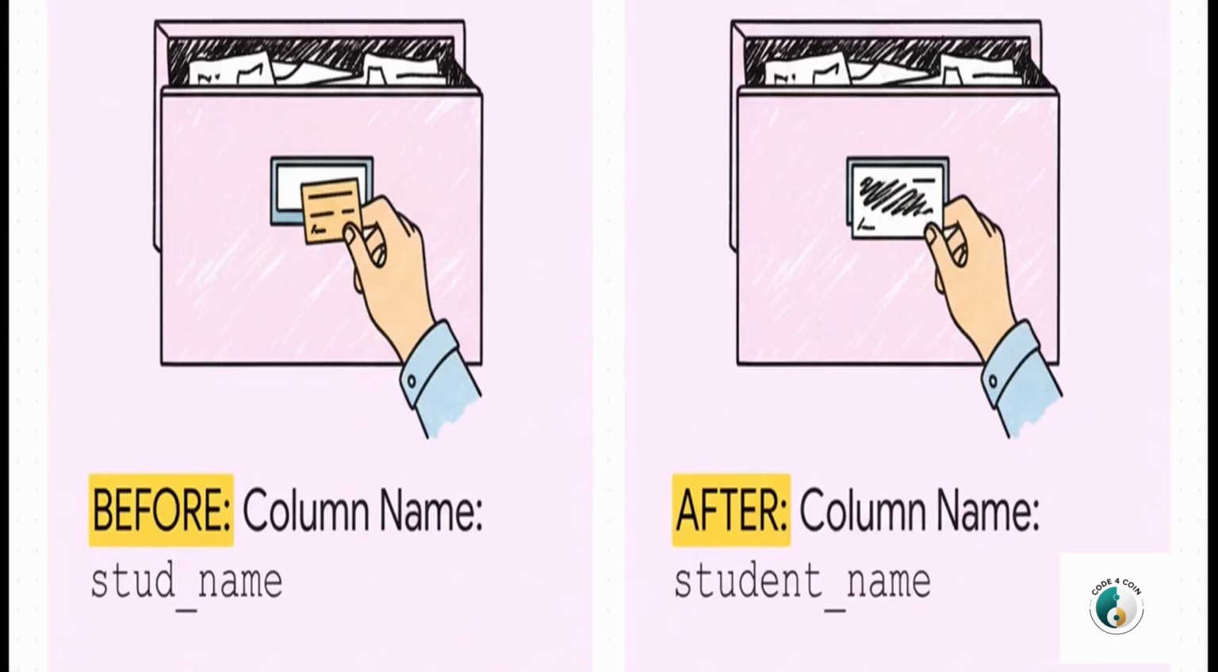Okay, let's talk about a much, much safer operation, just renaming a column. Say stud_name is just too abbreviated for your taste. Changing it to student_name is super quick and simple. The best part, it doesn't touch the underlying data at all. You're literally just changing the label on the front of the file cabinet drawer.